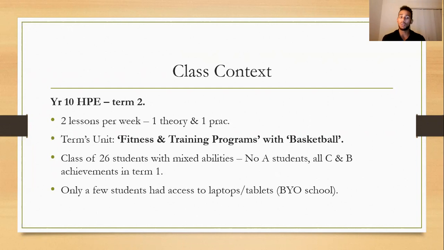All right, so the class of 26 students, all with mixed abilities. There were no A students. Majority was C and B achievements in term 1. There were a few D students as well. Only a few students had access to laptops and tablets, as it was a BYO school, which obviously impacted the strategies and learning experience for the students.